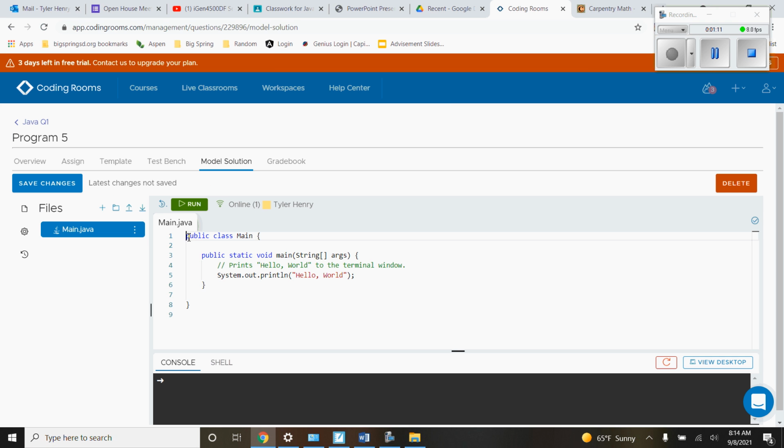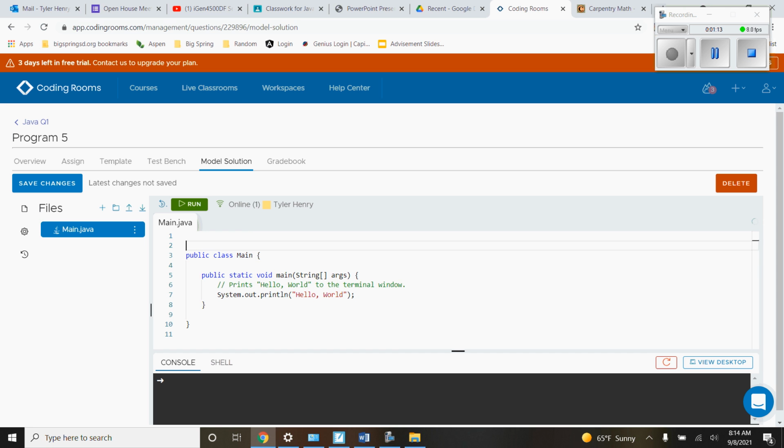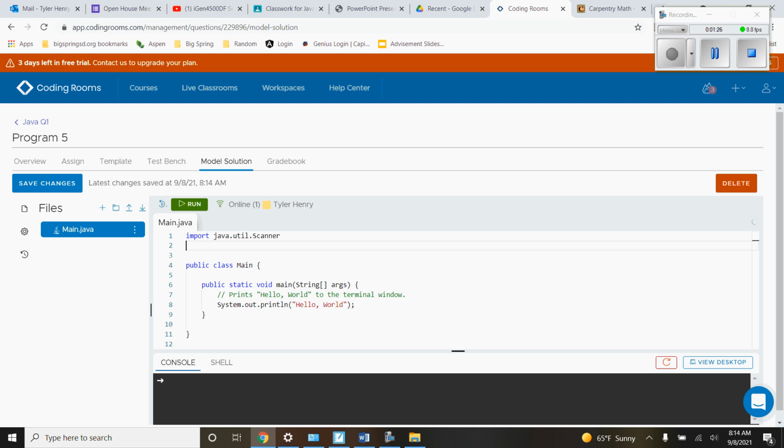This is how your screen should look to start. So I know I'm going to be using the scanner. Okay, so I'm going to import, and I'm going to make some mistakes here, I'm sure. I believe it's java.util.scanner, because I'm going to be asking them questions. Okay? I already know I forgot something there. I'm going to come back and put that there, a semicolon.